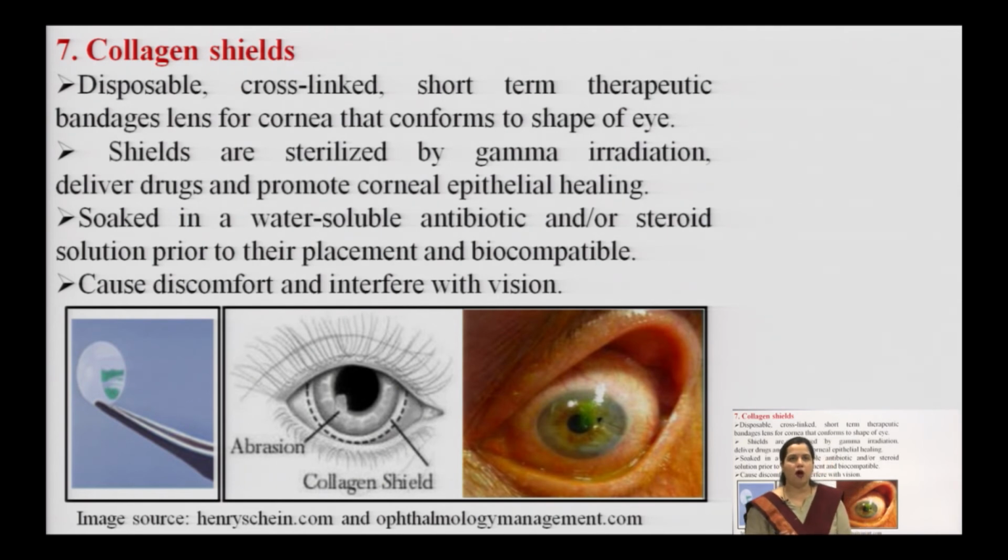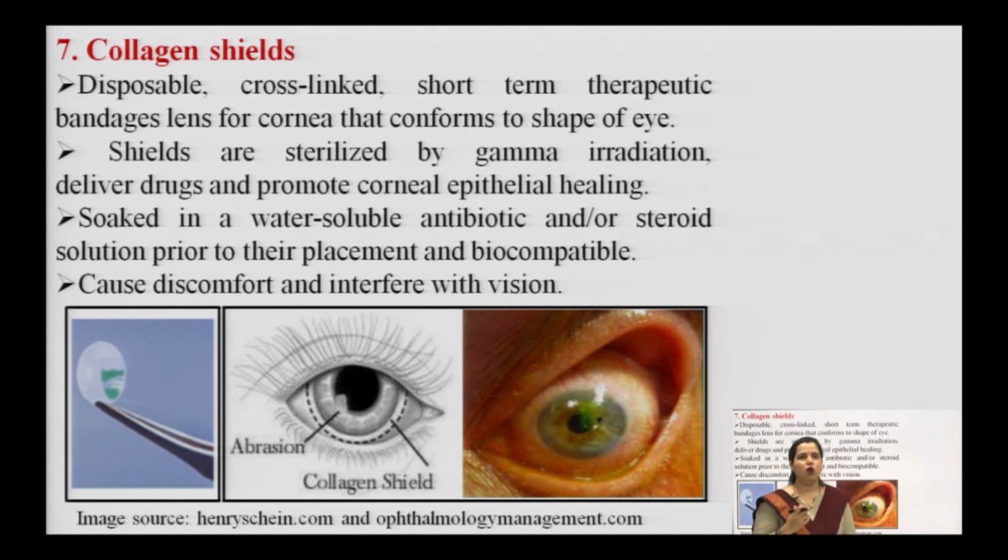Shields are sterilized by gamma radiation. Irradiation delivers drug and promotes corneal epithelium healing. They are soaked in water-soluble antibiotics and steroid solution prior to placement, and are biocompatible. That means these are non-medicated. If you want to apply medication through these collagen shields, you need to soak them in a medicated solution or suspension, and once properly soaked, you apply them on the eye region.